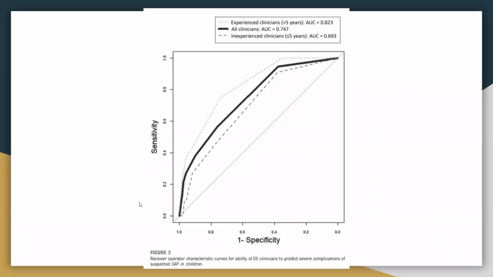They also did another area under the curve graph, and this is just another way of showing that all clinicians were able to predict whether or not someone's going to have a severe outcome of their community-acquired pneumonia. They're all pretty good at it. It seems like the experienced clinicians who've been in practice for more than 5 years might have been a little bit more accurate than the physicians who have been in practice for less than 5 years. But overall, the general trend appears the same.